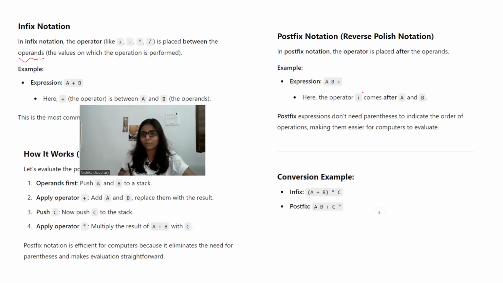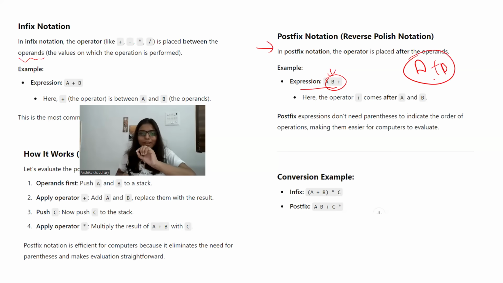Now let's see what postfix notation is, because maybe the question will ask about postfix as well. Right, so let's have a look at this. In postfix notation, the operator is placed after the operands. First, all the operands will come, then the operator will come. Suppose this expression, AB plus. It denotes postfix notation, which means A plus B only. When you convert it to infix, it becomes A plus B.